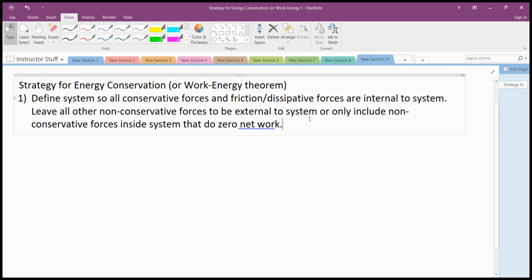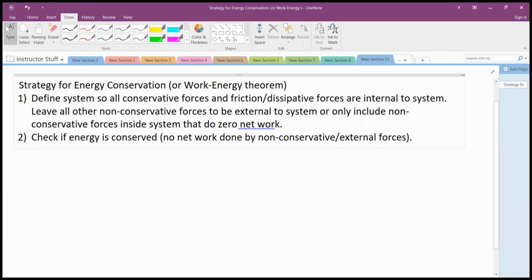The first thing you should do is define your system so that all the conservative forces and dissipative forces are internal to the system, and leave all the non-conservative forces to be external forces. Or if you want, you can include the non-conservative forces inside your system, so long as those forces do zero net work. Once you have defined your system, you are able to determine whether energy is conserved or not for that system. So check that next: see if there is no net work done by the external forces, the non-conservative external forces. According to the strategy that we have made, the external forces are non-conservative.